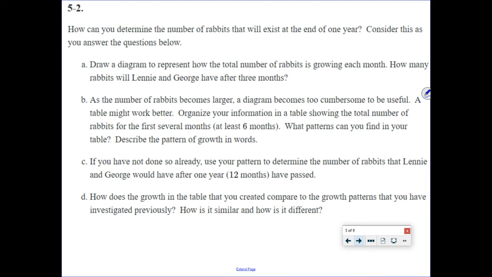So problem 5.2: how can you determine the number of rabbits that will exist at the end of 1 year? Consider this as you answer the questions below. First, you're going to draw a diagram to represent how the total number of rabbits is growing each month. How many rabbits will Lenny and George have after 3 months? Now that right there, this problem in itself should take you 5-10 minutes right now. So you're going to pause this video. You're going to try illustrating it, okay?